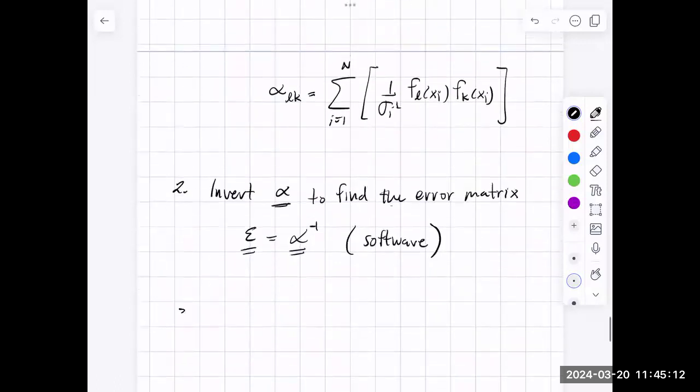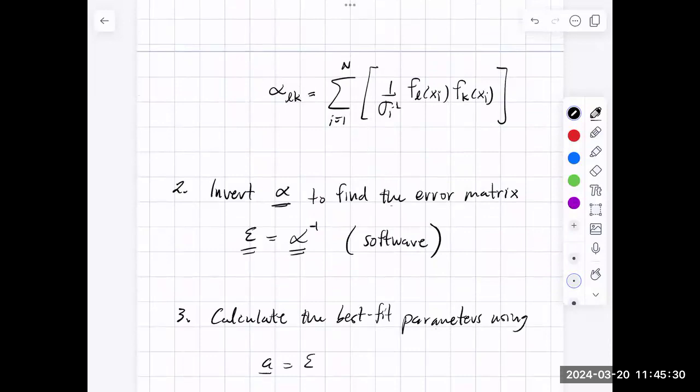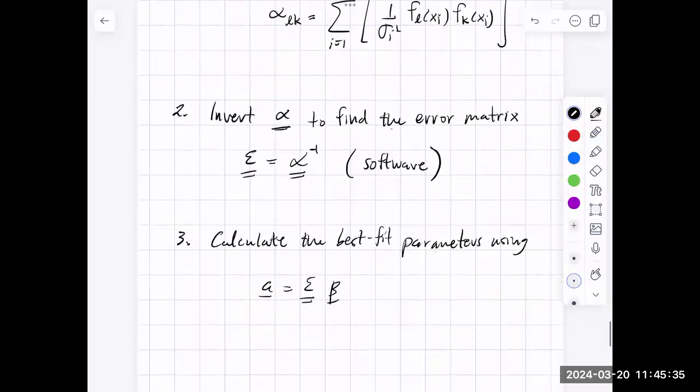Okay, so step 3 is then you calculate the best fit parameters using A is equal to the error matrix times the beta column matrix. So now you have your list of best fit parameters, and you're going to find the associated uncertainties in each of those just from the diagonal elements of the error matrix.